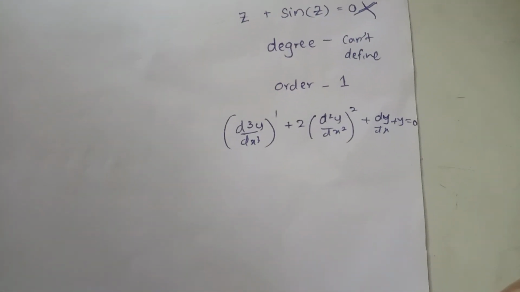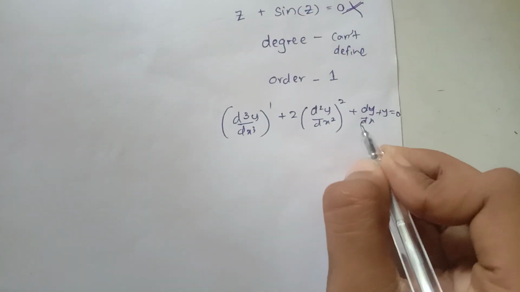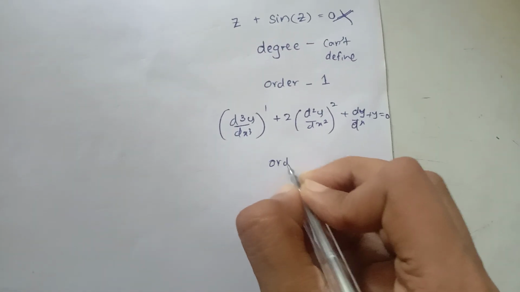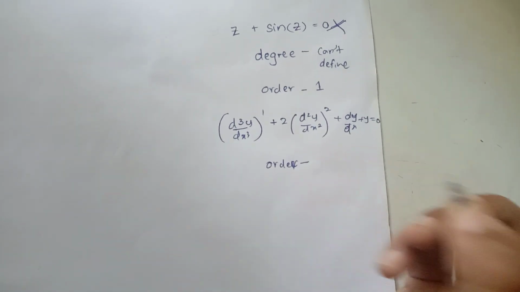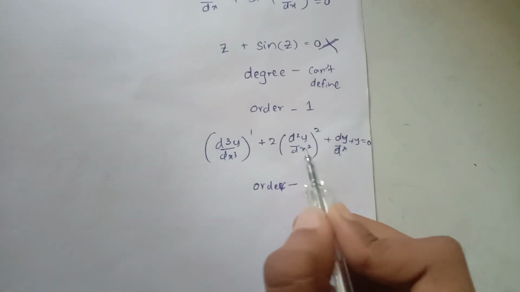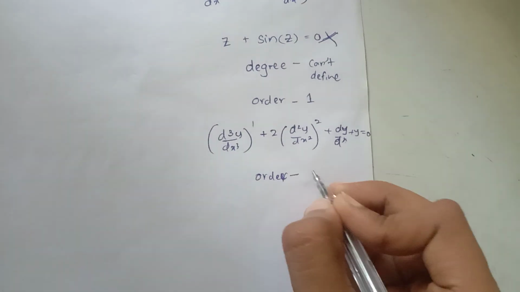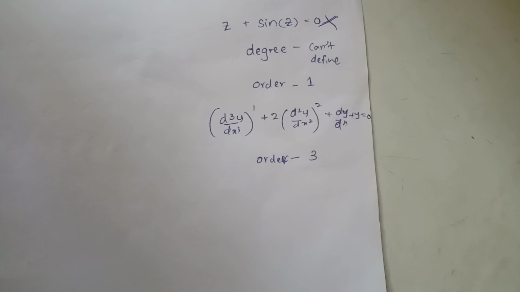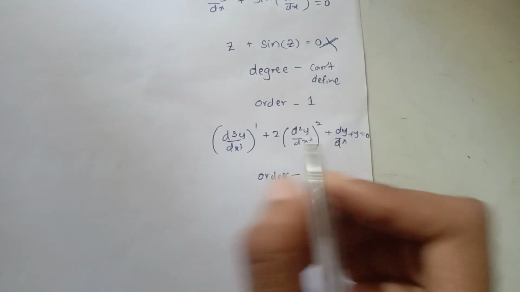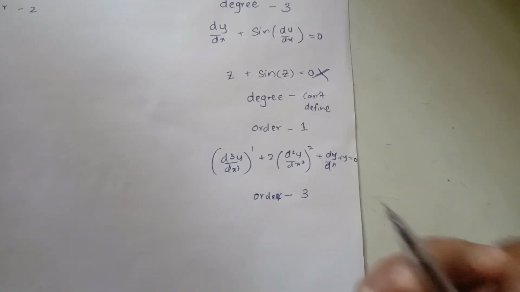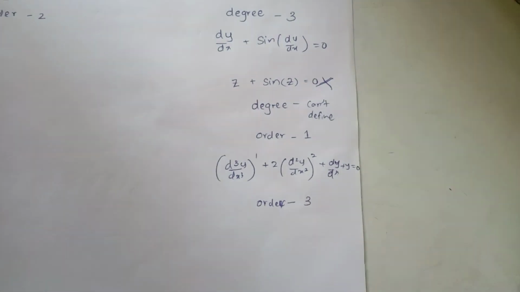Okay, so first of all, what is the order of this equation? Order is the highest derivative. The order is 3, right? This is dy over dx, this is d square y over dx square, and this is d cube y over dx cube. So the highest derivative term is 3.